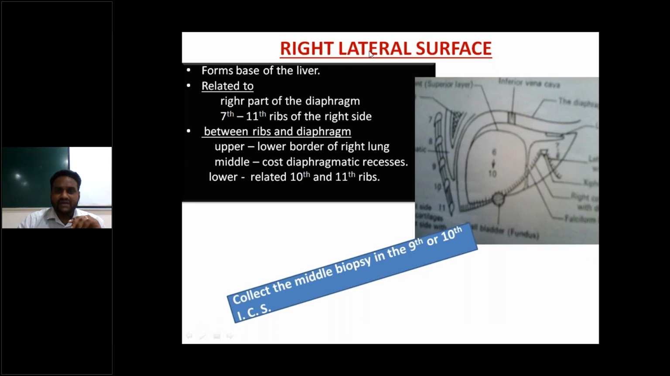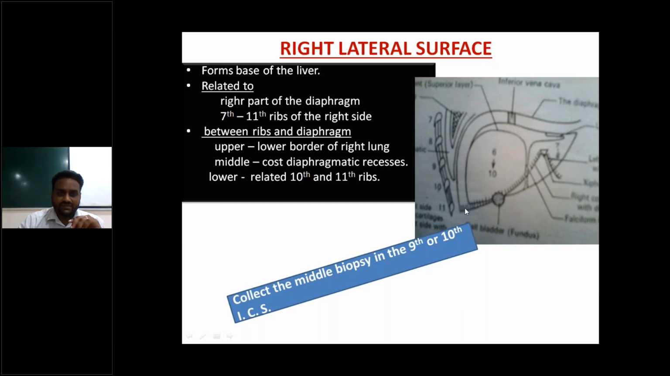Now we come to the right lateral surface. See the importance of the right lateral surface: we can collect the liver biopsy from the right lateral surface. That is the importance of the right lateral surface. In this picture, with the arrow, I'm showing the right lateral surface. This one, I'm showing the right lateral surface.